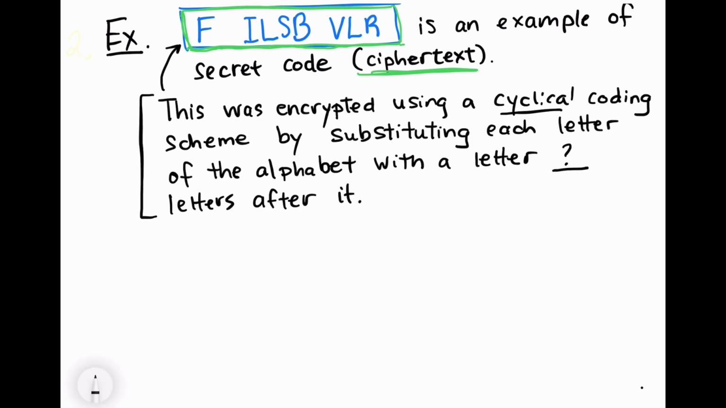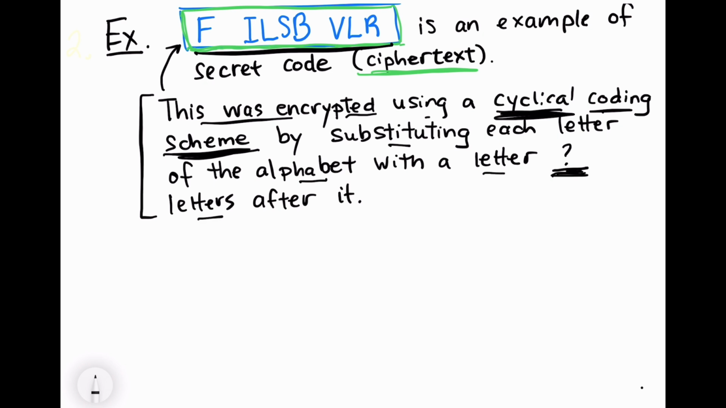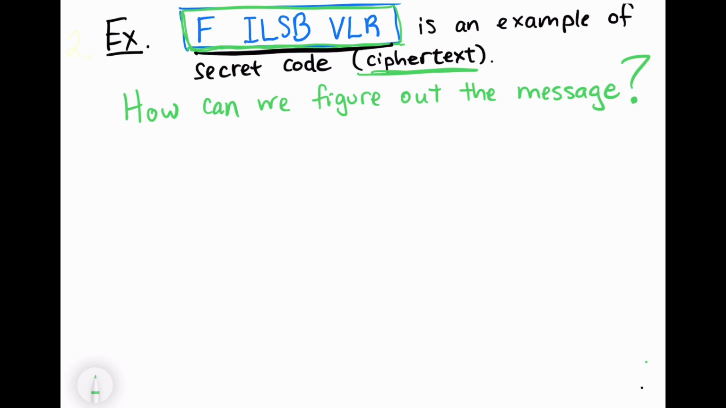This ciphertext was encrypted using what's called a cyclical coding scheme, by substituting each letter of the alphabet with a letter that's an unknown number of letters after it. In other words, we've just sort of shifted the alphabet. So the question is, how can we figure out the message if we know it's a cyclical coding scheme?